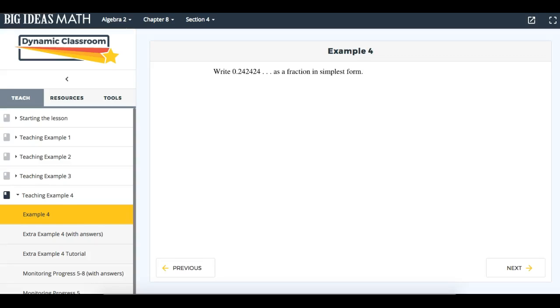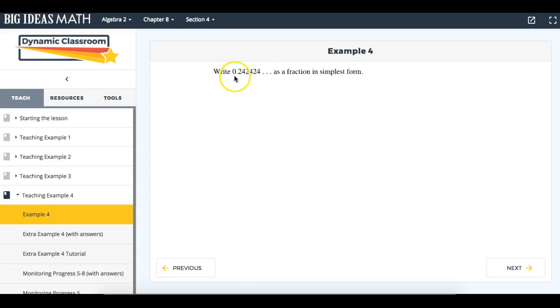All right, this is the last example in section 8.4. What we're going to be looking at in this part is repeating decimals. These are decimals that go on infinitely, but they have a pattern that's contained in there. So what we're going to be doing here is writing a repeating decimal as a fraction in simplest form. We're going to take these decimals and write them as a fraction of integers.